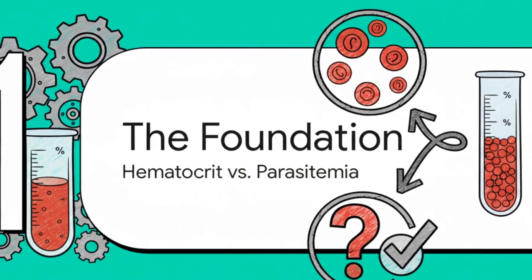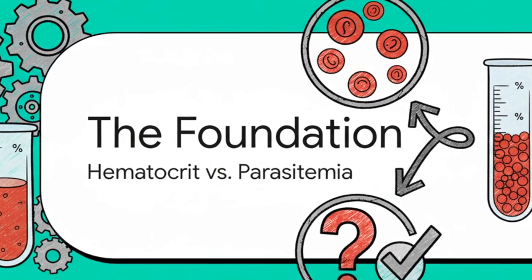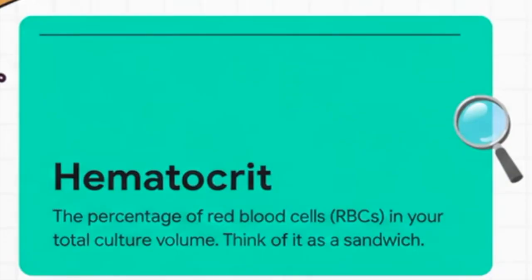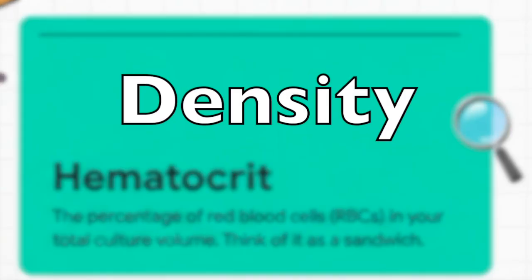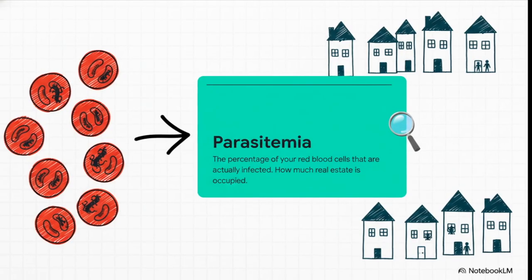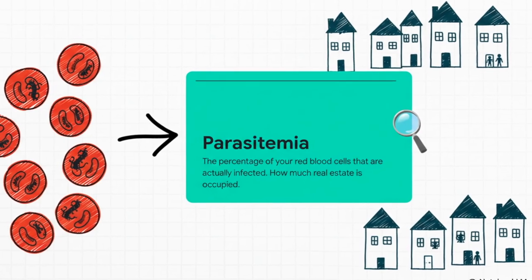The biggest reason people get tripped up about this is because they confuse two related but totally different concepts: hematocrit and parasitemia. Getting this difference down cold, that's the key to, well, pretty much everything else we're going to talk about. Okay, so hematocrit, it's really all about density. It's simply the percentage of your flask's total volume that's made up of red blood cells. Now, parasitemia, on the other hand, tells you about the infection rate inside that red blood cell population.